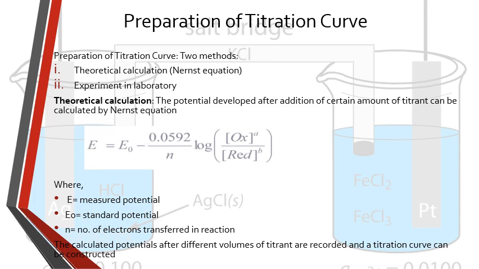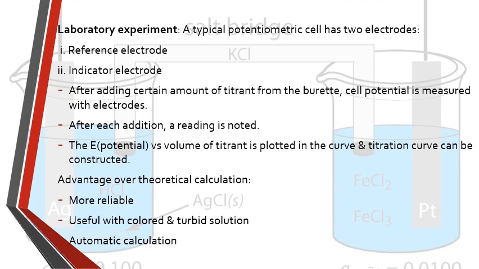We can calculate it theoretically using the Nernst equation, where the potential developed after addition of a certain amount of titrant can be calculated, where E is the measured potential, E naught is the standard potential, and n is the number of electrons transferred in the reaction. The calculated potential after different volumes of the titrant are recorded, and the titration curve can be constructed. And the second one is the experiment in the laboratory.